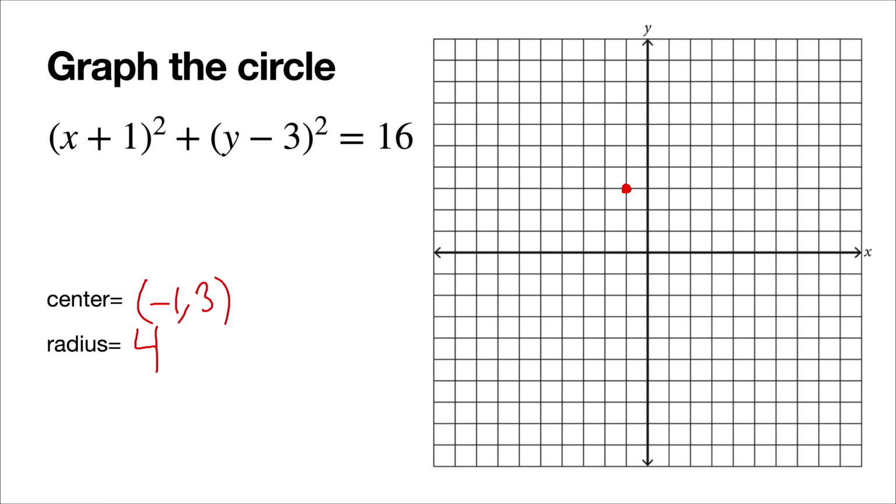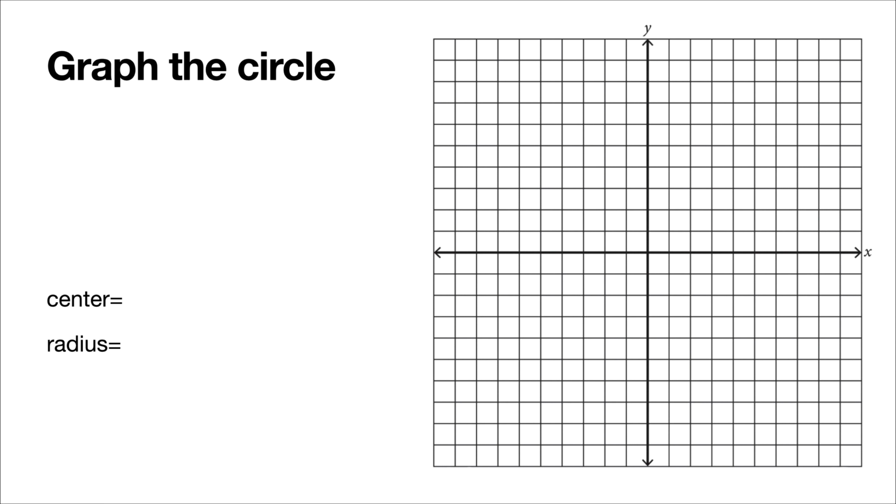Counting out 1, 2, 3, 4 in each direction. All right. And there we go. That's our circle.